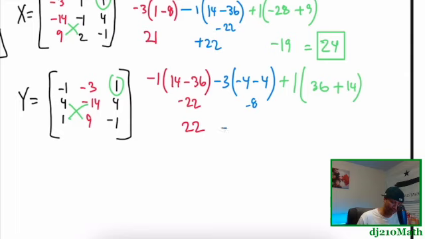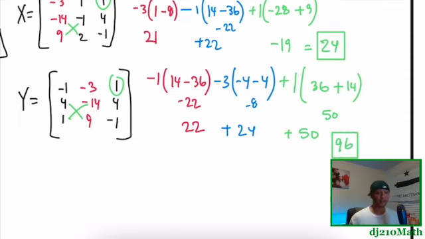-4 minus 4 is -8 times -8 times 3, 24. 36 plus 14, 50 times 1. Okay, this is going to be 96. Capital Y is 96. Okay, we're getting there. Got one more to do. Capital Z.